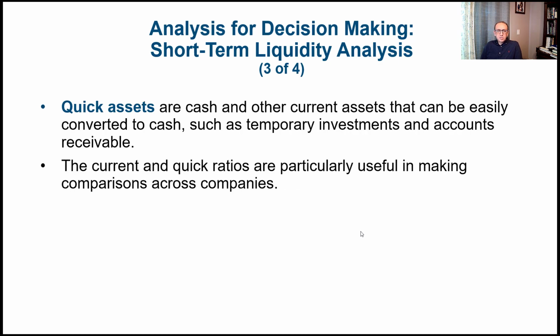Quick assets are cash and other current assets that can be easily converted to cash, such as temporary investments and accounts receivable. That's it. So remember, cash, temporary investments, and accounts receivable are the quick assets. And we call them quick because they are assets that can be easily converted to cash. The current and quick ratios are particularly useful in making comparisons across companies.